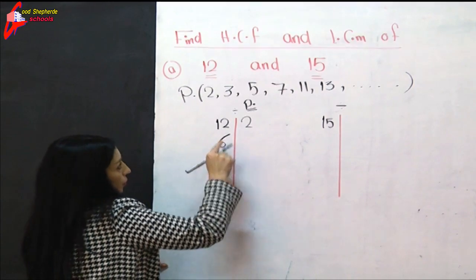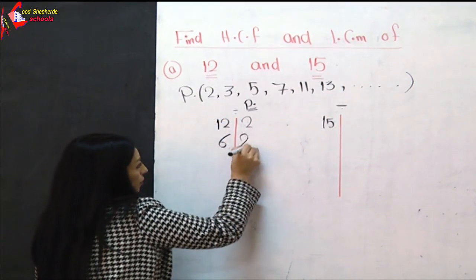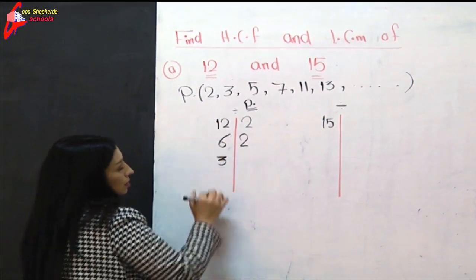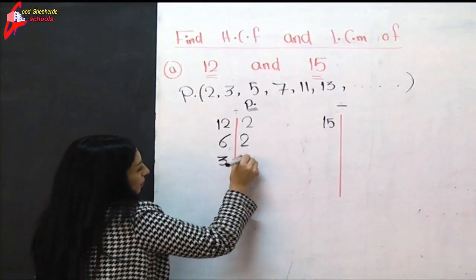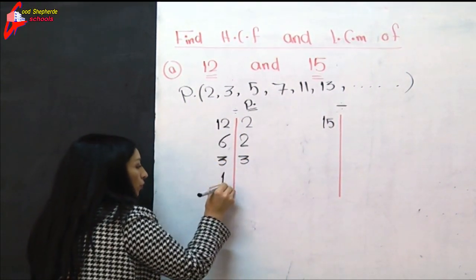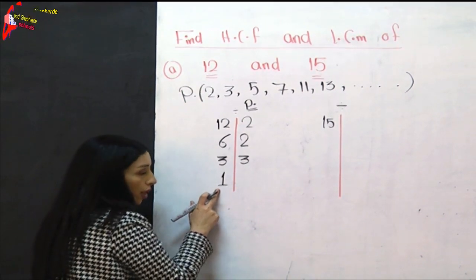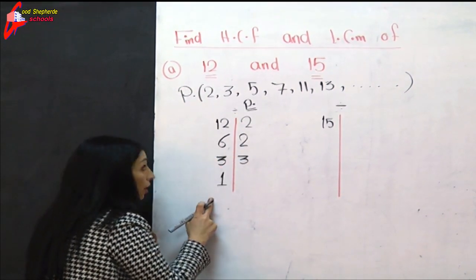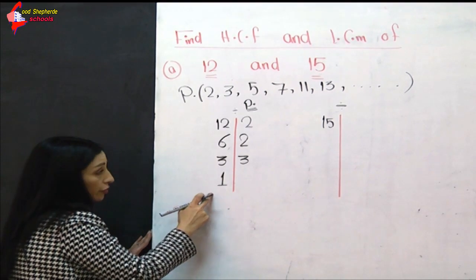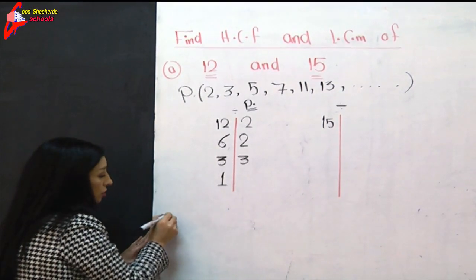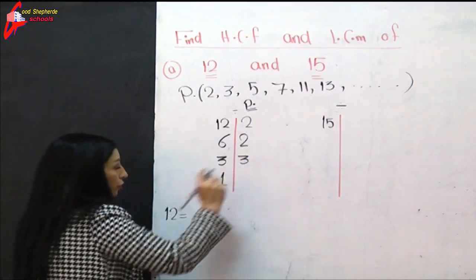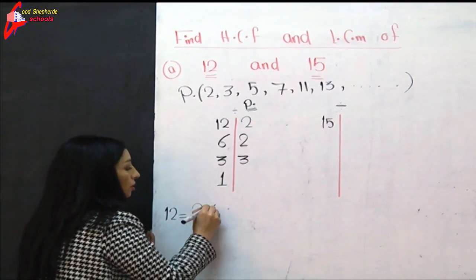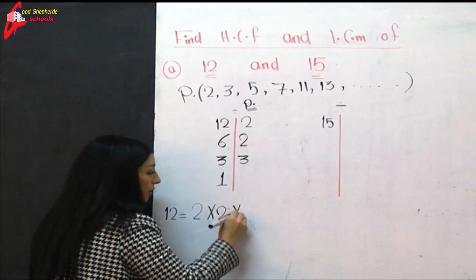6 is an even number. It works with 2. Divided by 2 gives you 3. Which prime number works with 3? 3 gives you 1. When you reach 1 under the number you have to factorize, you finish. So the prime factors of 12 are 2 times 2 times 3.